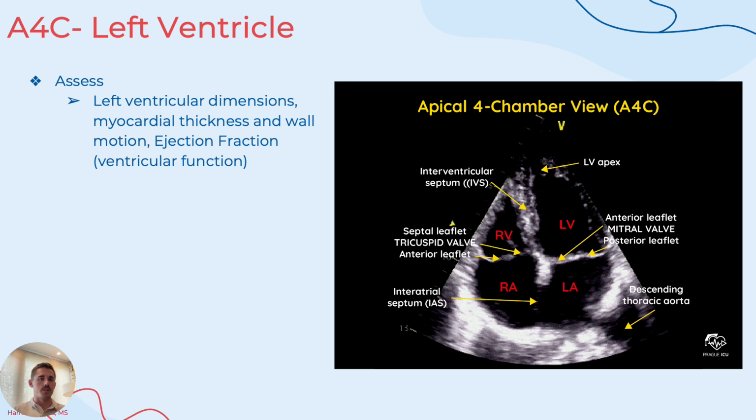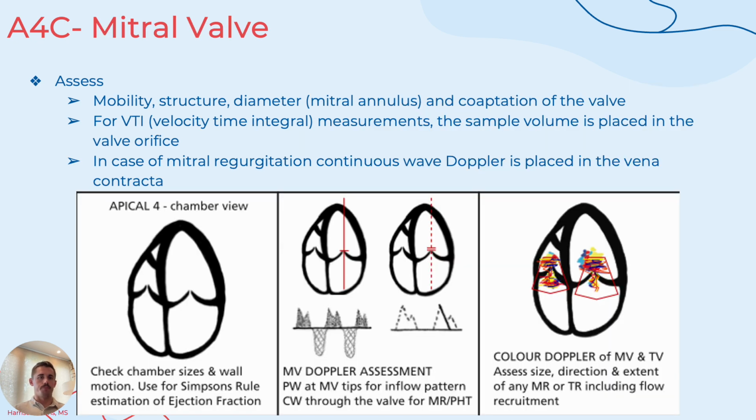At the apical 4-chamber view, we can go to the left ventricle. We're going to visually assess for myocardial thickness, wall motion, and then ejection fraction. We move up to the mitral valve. We're going to be assessing for mobility, structure, diameter, coaptation of those valves, similar to how we were assessing in the left ventricular or parasternal long axis view.